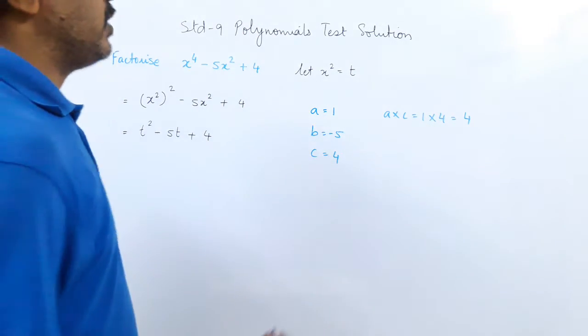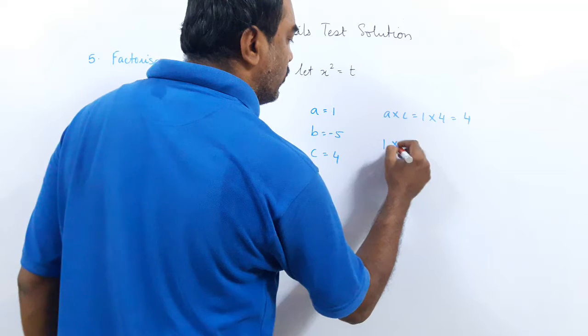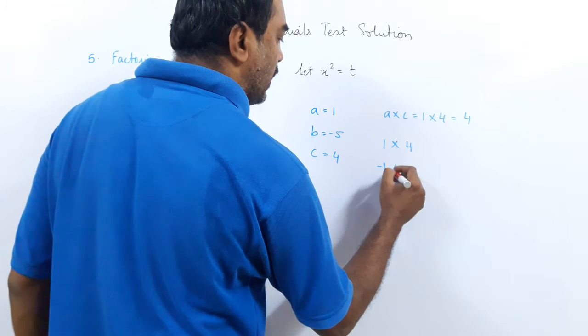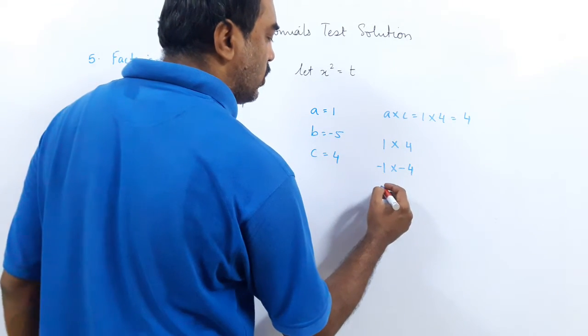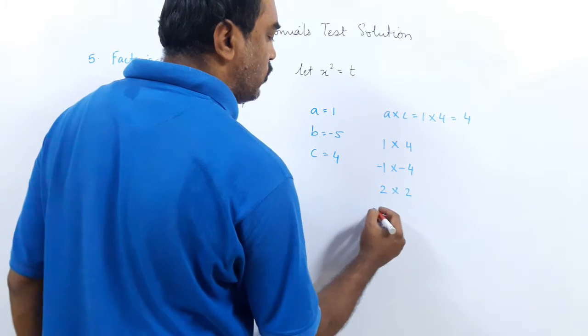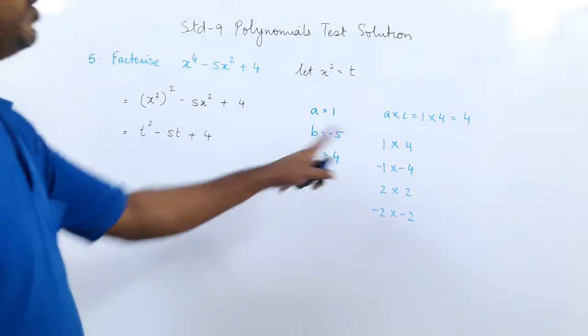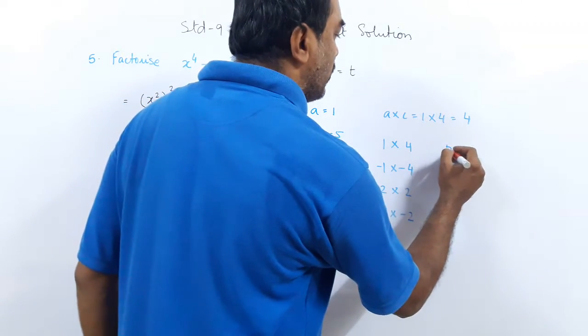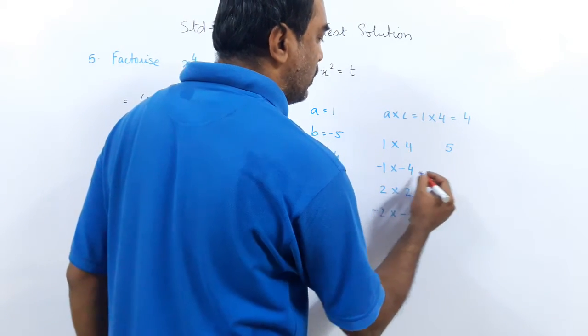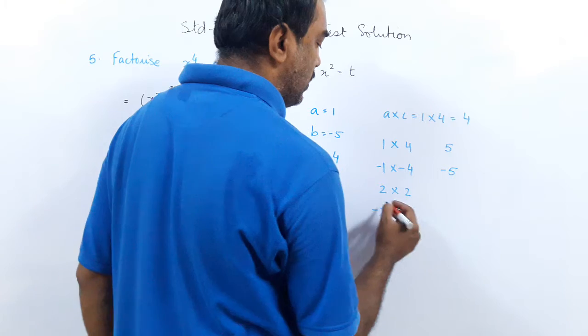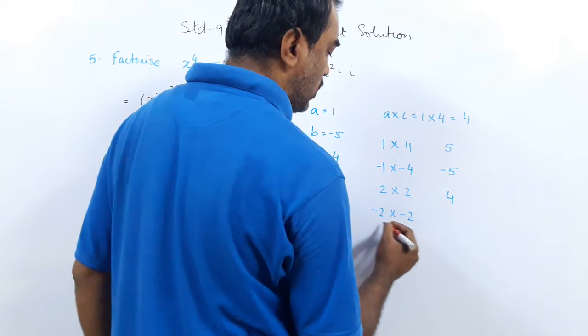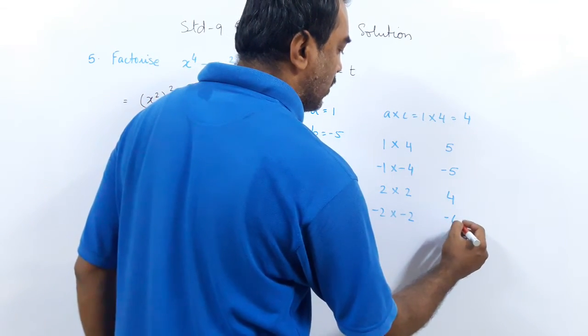Now what factors can you get for 4? 1 4s are 4, minus 1 into minus 4 is 4, 2 2s are 4, minus 2 into minus 2 is 4. When you add them, 1 plus 4 gives you 5, minus 1 minus 4 gives you minus 5, 2 plus 2 gives you 4, minus 2 minus 2 gives you minus 4.